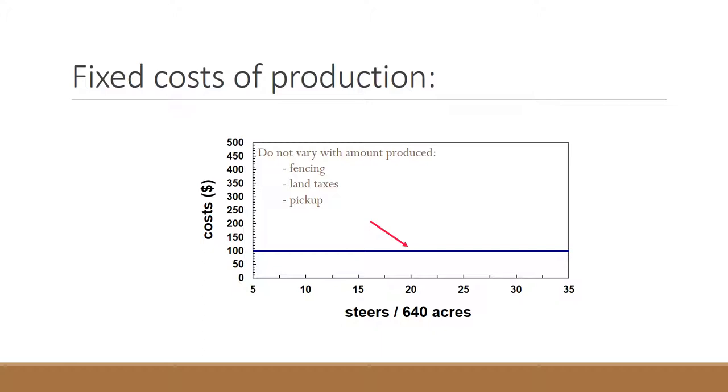That would be the fence. You've got to pay the taxes. You've got to have a pickup. So there's certain things you have to have, whether you have 10 animals or 50 animals or 100 animals. Those are fixed costs.